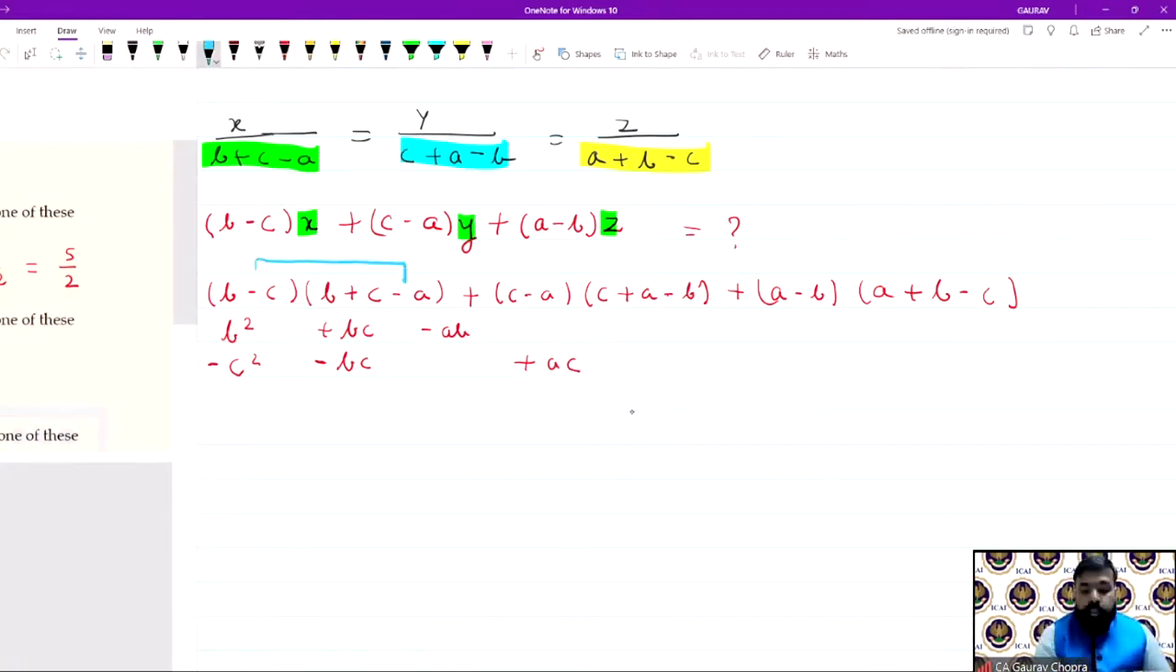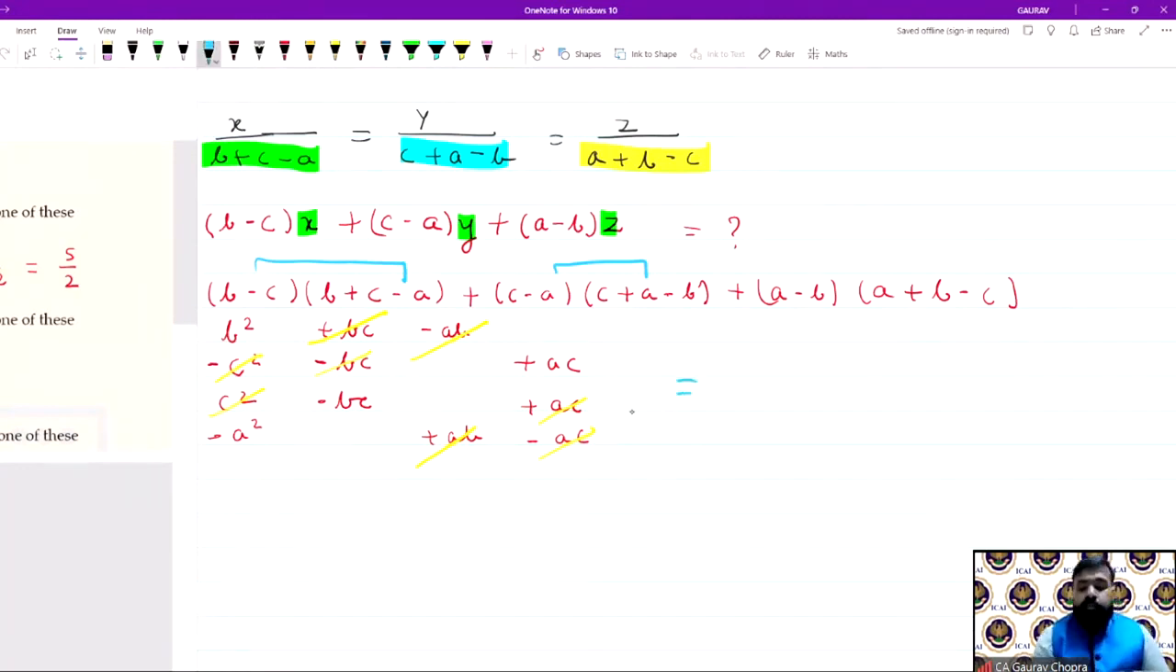Now we can multiply the second portion. C into C, we are getting C square. Then C into A, we are getting AC. Then C into minus B, we are getting minus BC. Then minus A into C, we are getting minus AC. Minus A into plus A, we are getting minus A square. And minus A and minus B, we are getting plus AB. Now in this manner, if we multiply, we can clearly see that each and everything will get cancelled step by step. BC plus minus, AB minus plus, AC plus minus. Similarly, all the values will get cancelled at the end.